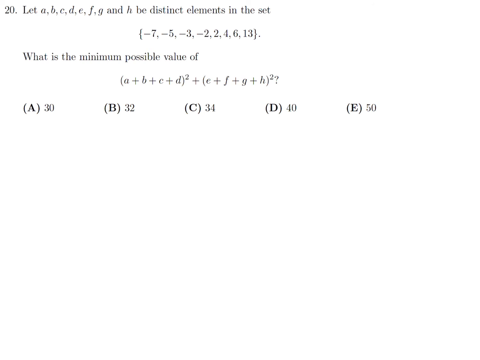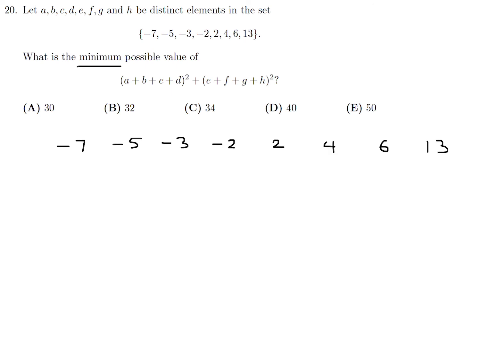Let A, B, C, D, E, F, G, H be distinct elements in this set. What is the minimum possible value of (A plus B plus C plus D) squared plus (E plus F plus G plus H) all squared? All right, in my humble opinion, a little bit of trial and error will probably be the way to do it. We want to get the minimum, okay? The first thing that I'm going to do is write these out, and then I can just start crossing them out as I'm using them, these numbers.